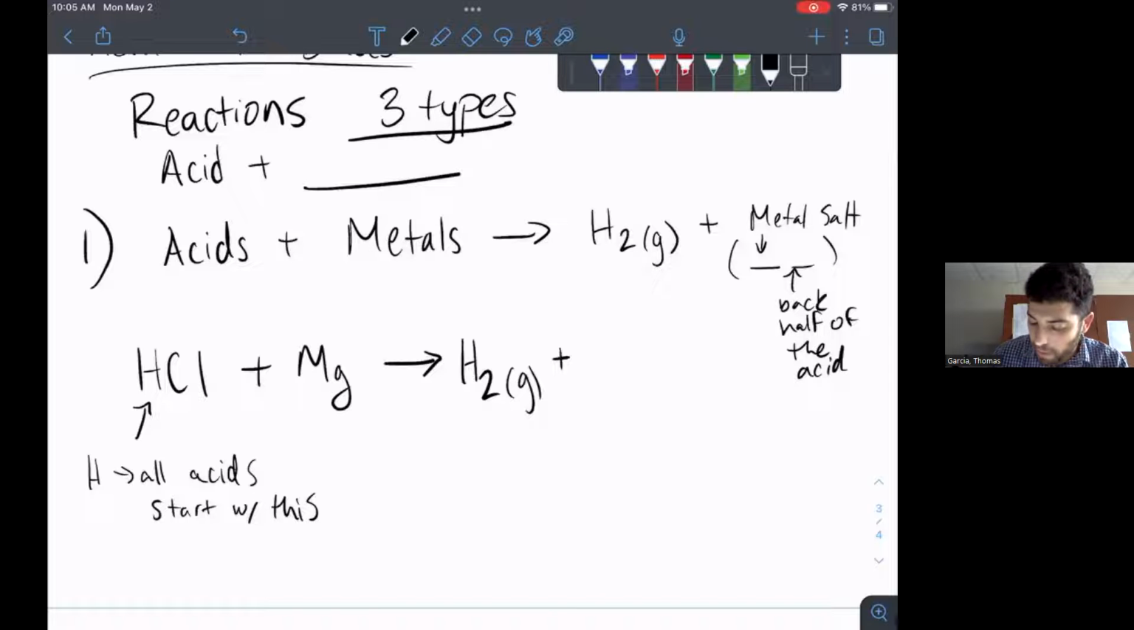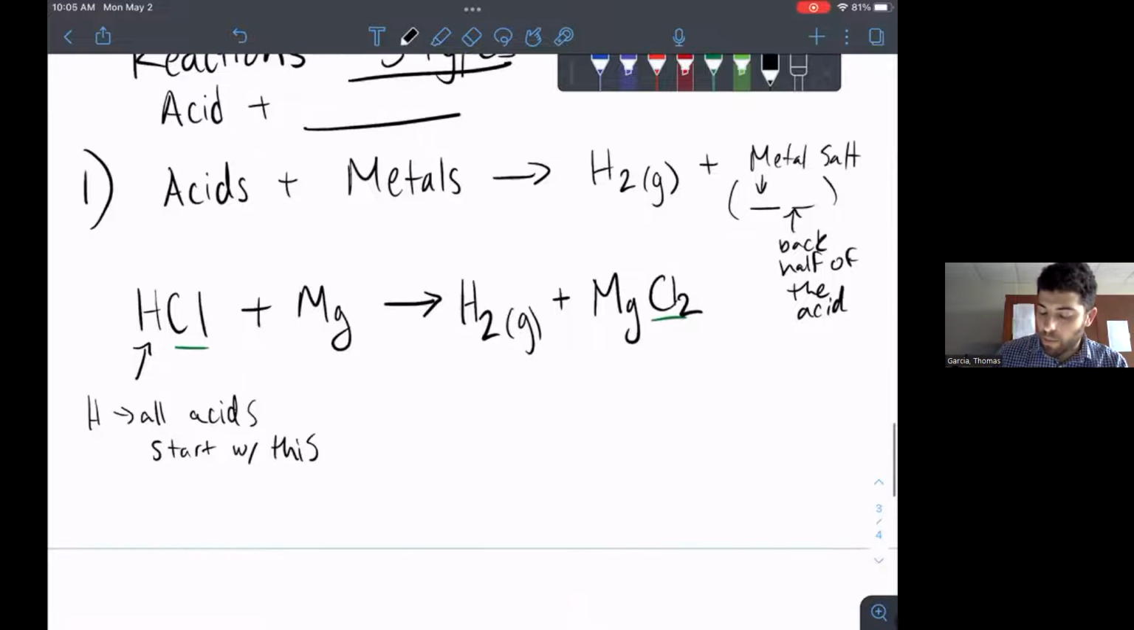plus our metal, magnesium, and the back half of the acid, which is our Cl. So we're going to put that Cl here. Now, it's Cl2, so we have to be very careful. If we look at our periodic table, magnesium becomes a 2+ ion, chlorine becomes a 1- ion. So we need 2 chlorines to balance the 1 magnesium. That's why we have our 2.